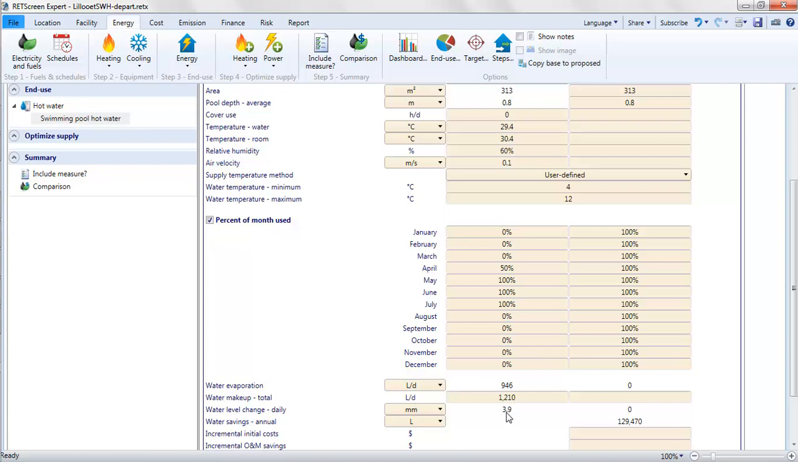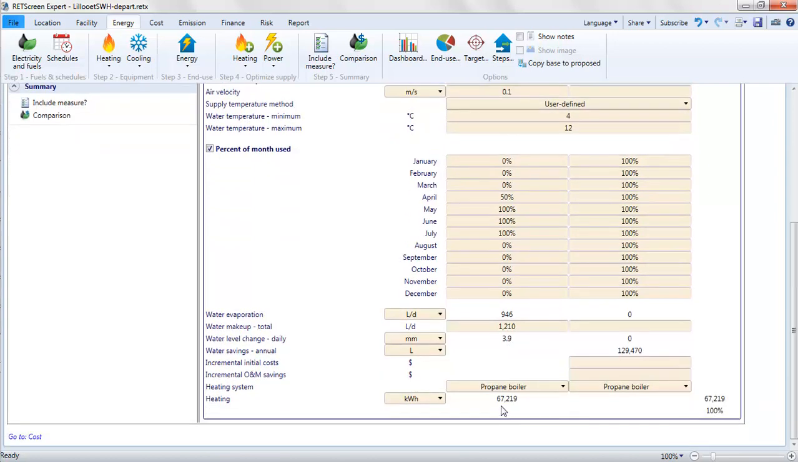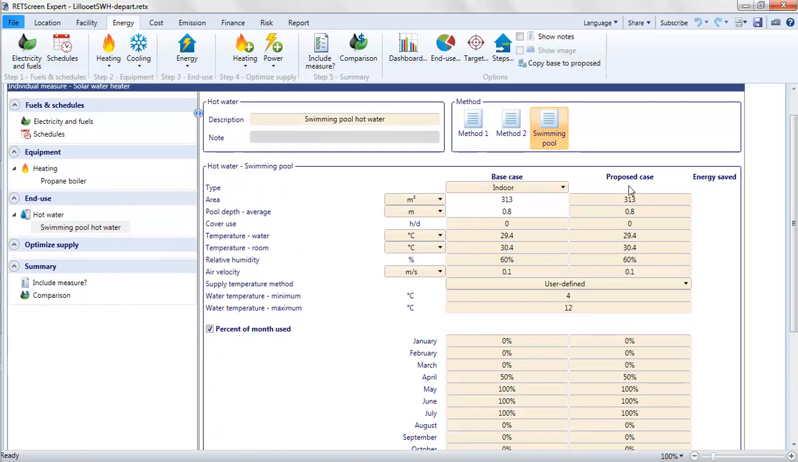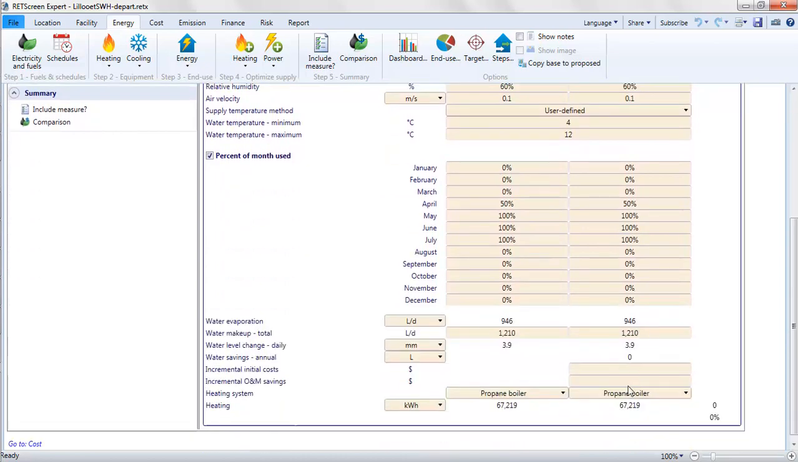Since there are no changes to the pool itself in the proposed case, there are no incremental initial or operation and maintenance costs or savings, and I can simply copy all the base case parameters to the proposed case using Copy Base to Proposed. The requirement for heat is 242 gigajoules per year. This must come from either the propane boiler or, in the proposed case, the solar collector.